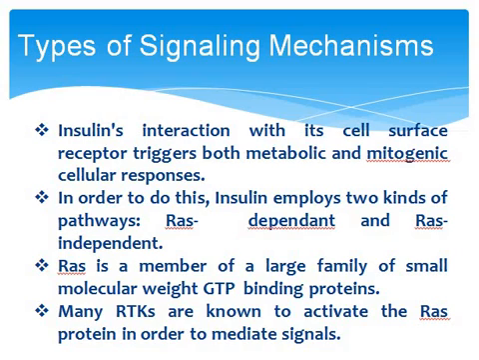Insulin's interaction with its cell surface receptors triggers both metabolic and mitogenic cellular responses. In order to do this, insulin employs two kinds of pathways, RAS dependent and RAS independent. RAS is a member of a large family of small molecular weight GTP binding proteins. Many RTKs are known to activate the RAS protein in order to mediate signals.